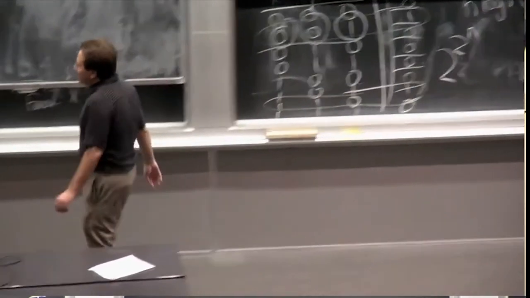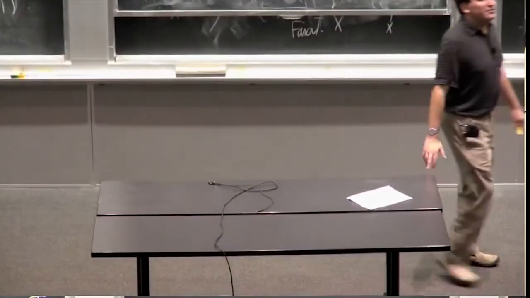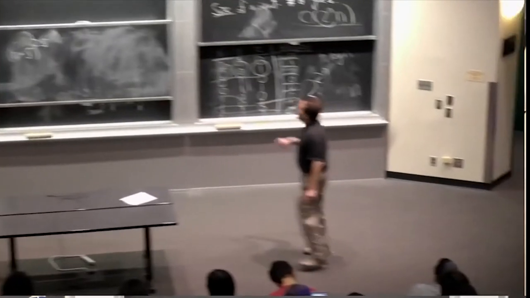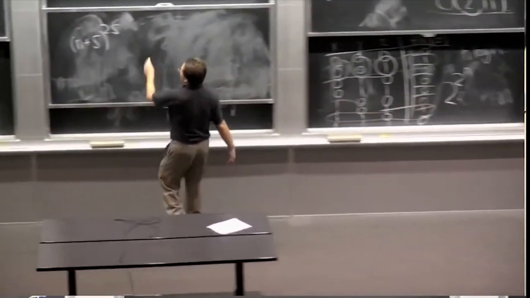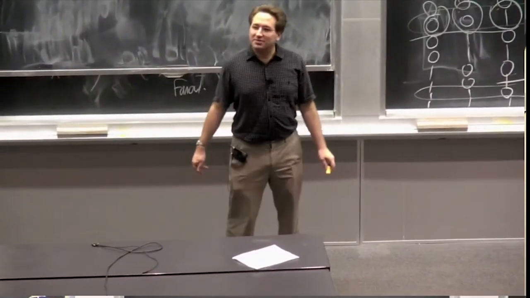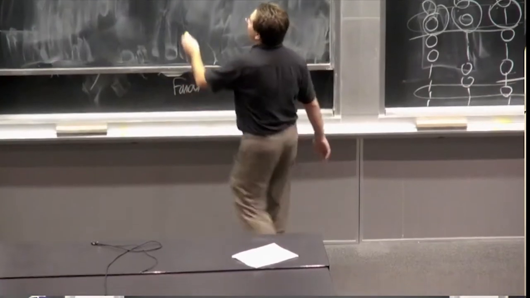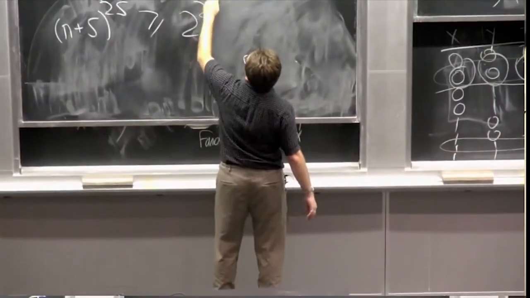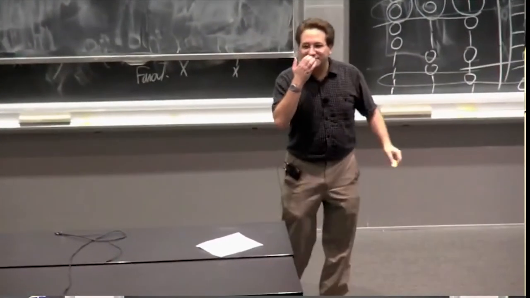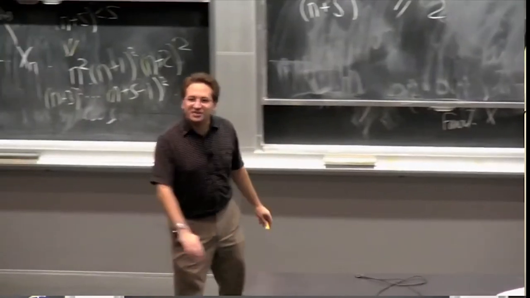Now we know that if s is big enough that every Boolean function of size n can be represented by a circuit of size s, then this needs to be greater than or equal to what, anyone? 2 to the 2 to the n. This needs to be big enough that there can be a circuit for every Boolean function on n bits. So now all that's left to do is to solve this for s.